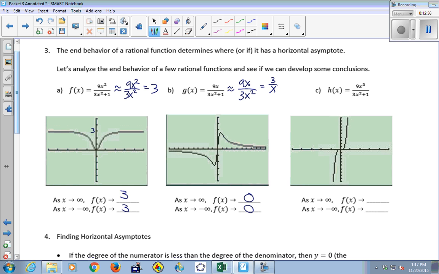So as I go to the right, my graph approaches 0 through positives. And when I go to the left, the graph approaches 0, but up from the negative numbers. You can put plus and minus right there if you want, but I don't really require you to.